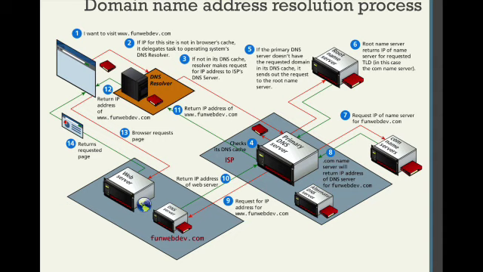So now the primary DNS server will request the .com name server to return the IP address of the DNS server for funwebdev.com. The primary DNS server will then request the IP address of funwebdev.com from the DNS server. So this DNS server returns the IP address of the web server for funwebdev.com, which is step number 10 in the figure. So now let's take a look at uniform resource locators.